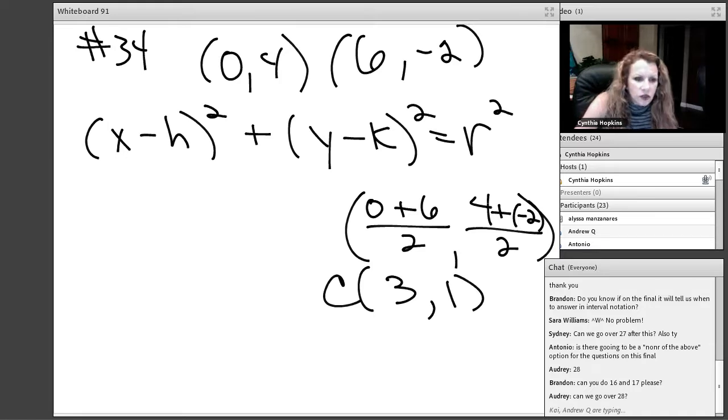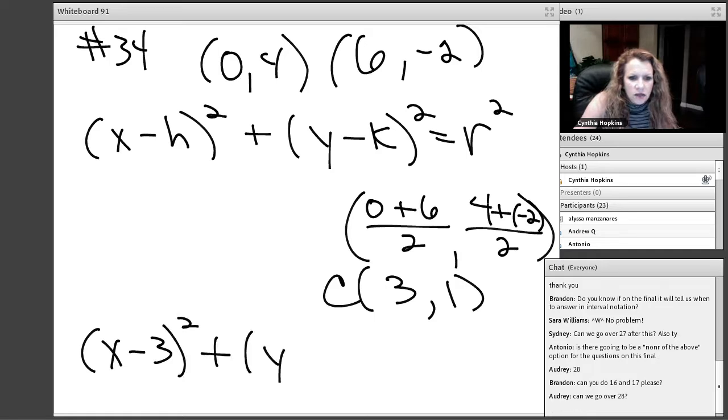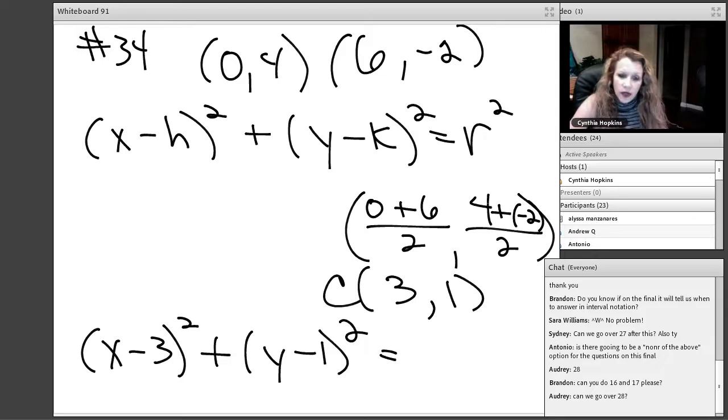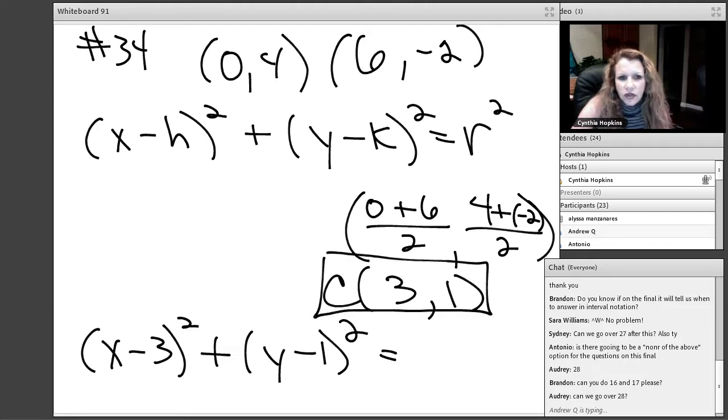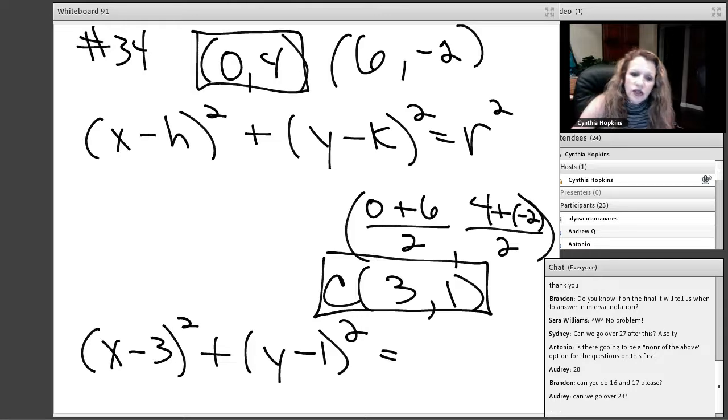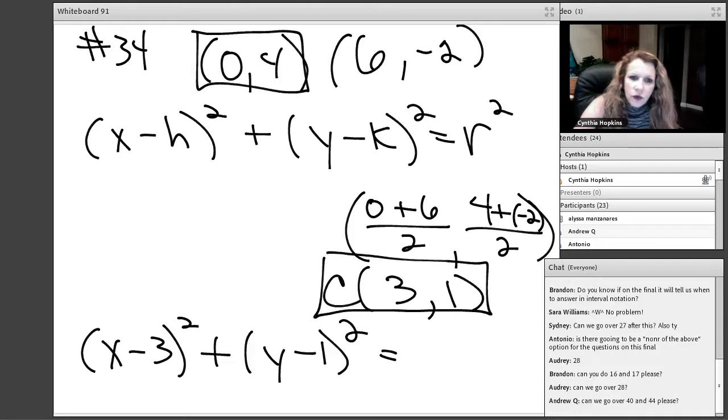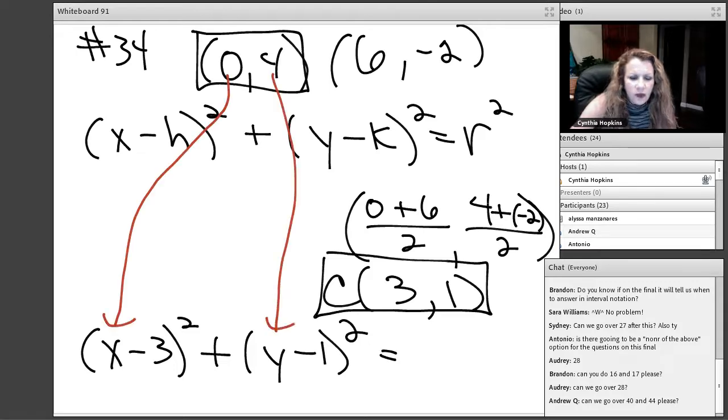So here's how much of my circle's equation I know already: (x - 3)² + (y - 1)² and then it's got to equal r². Well, you could do the distance formula. If you were doing the distance formula, I would use the center and one of those two points, maybe the (0, 4). You certainly could do that. But since I know (0, 4) is a point on my circle, I'm just going to plug it into this equation. I'm going to plug in 0 for x and 4 for y. And then I will get what my r² is.